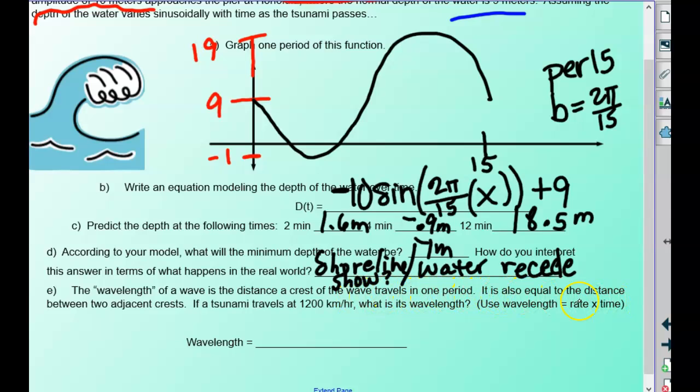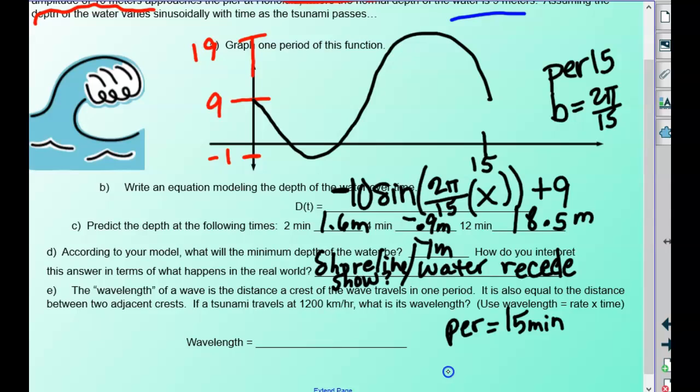All right. The wavelength is the distance the crest of the wave travels in one period. It's also equal to the distance between 2 adjacent crests. If a tsunami travels 1,200 kilometers an hour, what is its wavelength? Yeah, what is our period? The distance it travels in one period. The period is 15 minutes, right? Okay.